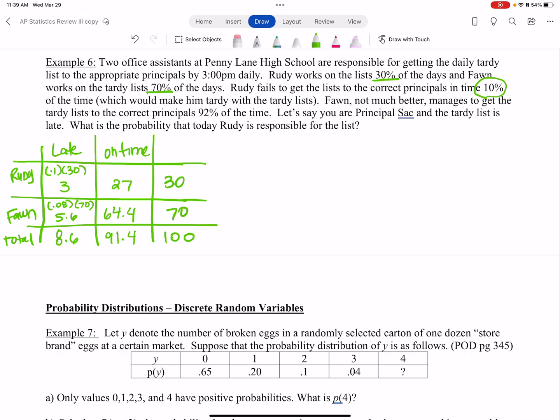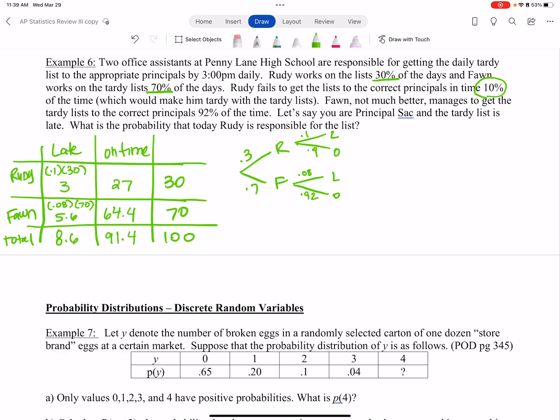Now, you're welcome to do a tree diagram. If you did a tree diagram, let me just quickly put it for you. Rudy, Fawn would be 0.3, 0.7, and then on time, late, and on time would be 0.1, 0.9, late, and on time would be 0.08 and 0.92. So you can see it's the same thing, except I went ahead and did the math to be able to make up my chart.